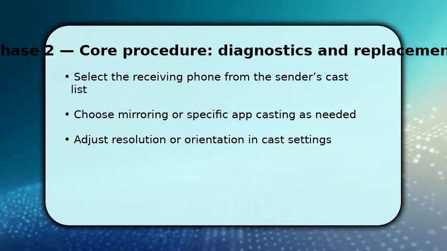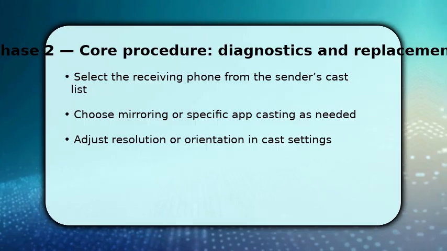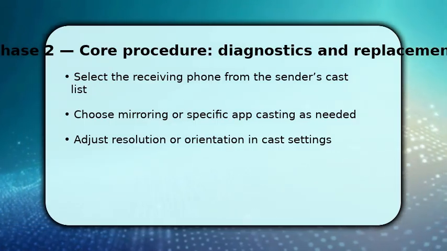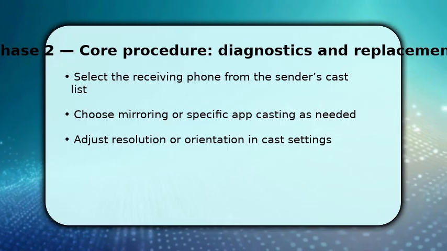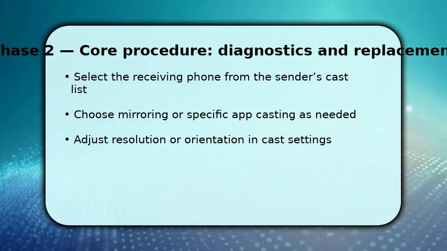If available, choose mirroring for full screen display or choose app-specific casting to limit what's shared, because that controls privacy and battery use. Make sure orientation and resolution match the receiver's display. Lowering resolution can reduce lag.